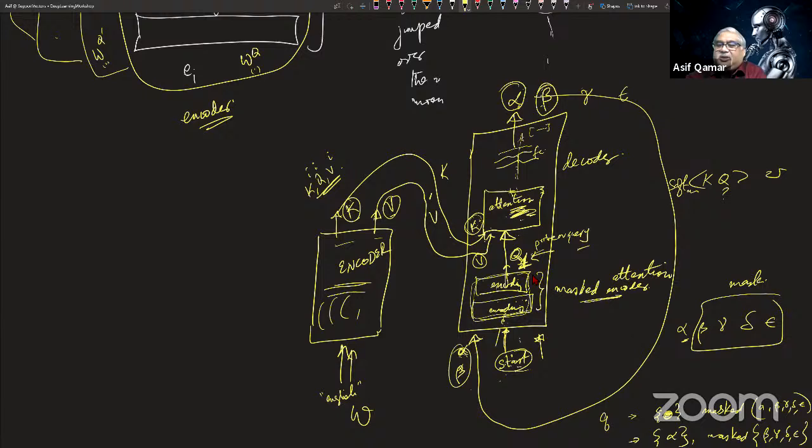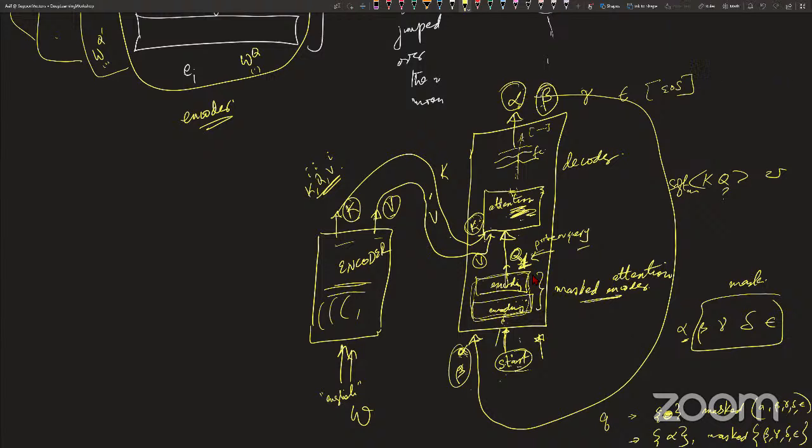The next word that it will produce is end of sentence. Right? And the moment it produces end of sentence, you say, okay, fine, you're done. Okay. So, I think intuitively something is missing in that interpretation.